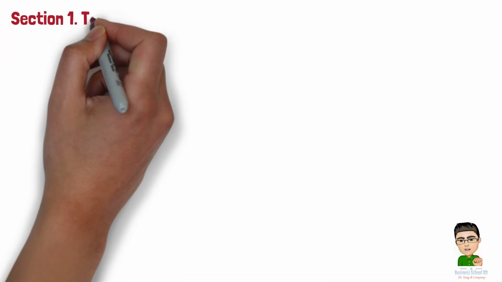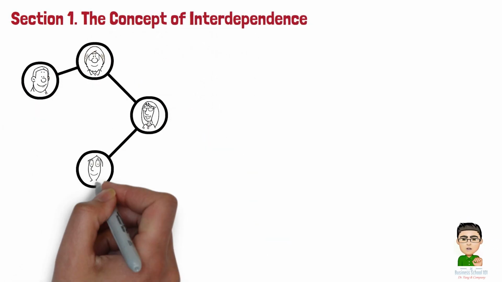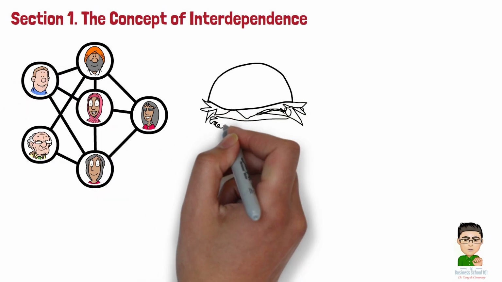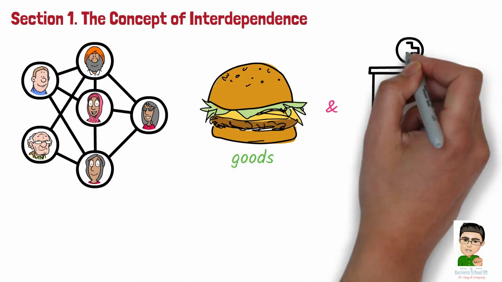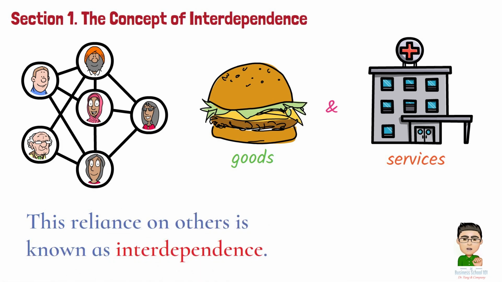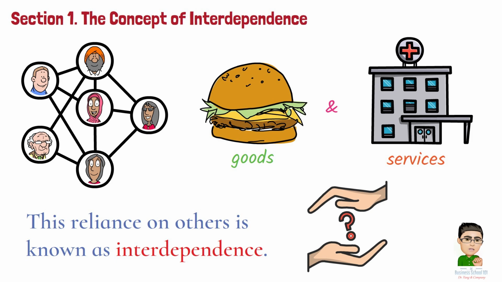Section 1. The concept of interdependence. Let's start with the idea of interdependence. No person or country lives in complete isolation. We all rely on others to provide the goods and services we need or want. This reliance on others is known as interdependence. It might sound a bit abstract, but let's bring it down to earth with a simple example.